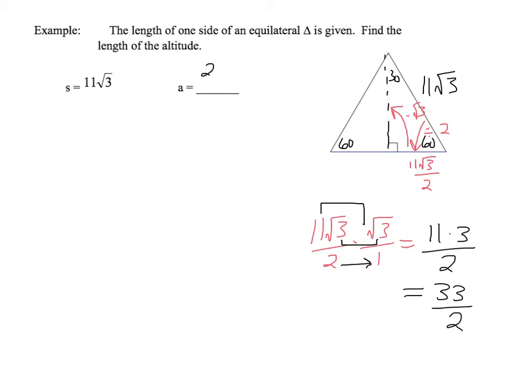So that's my answer for, whoop, oh, that was horrible. Let's try this again. So I end up getting 33 halves for my altitude. Now, if you don't like that, could you end up putting 16.5? Yeah, as long as it's a nice decimal.